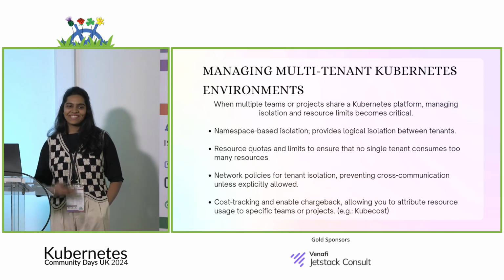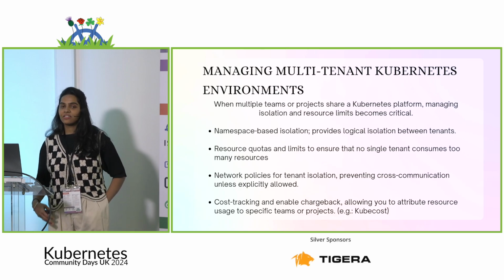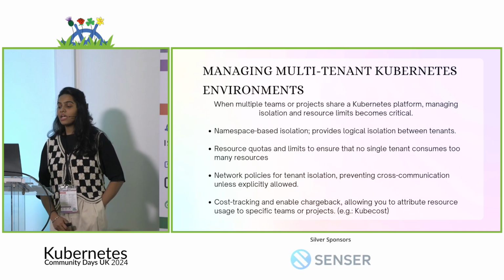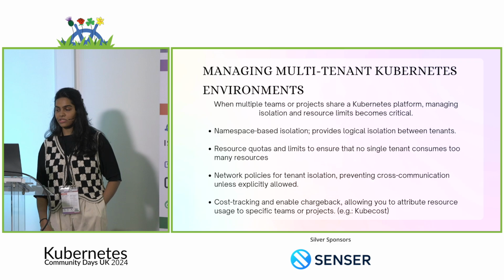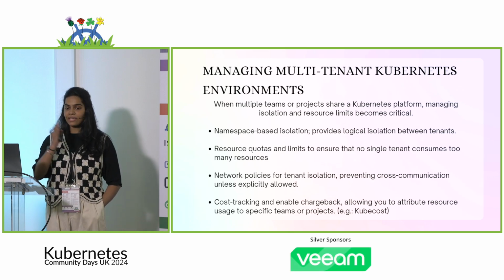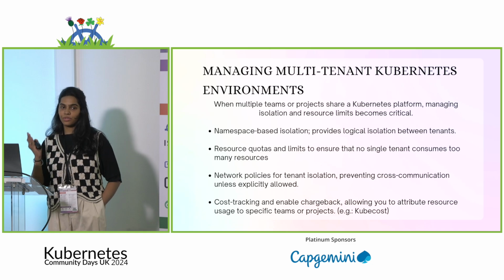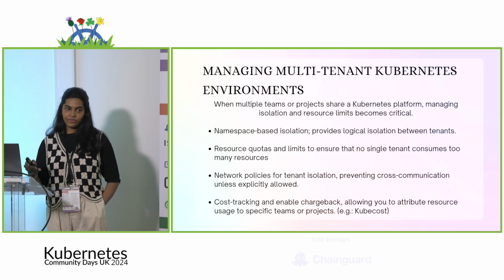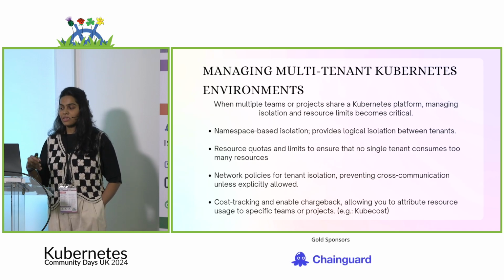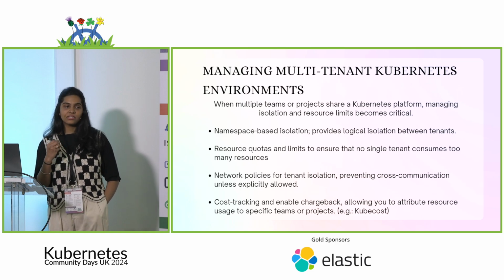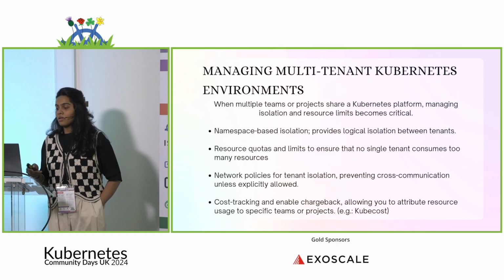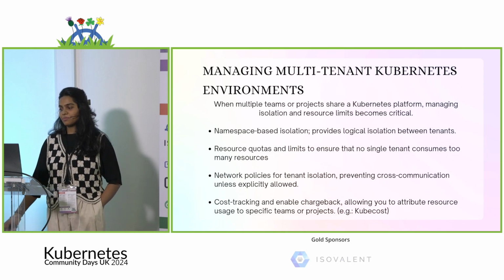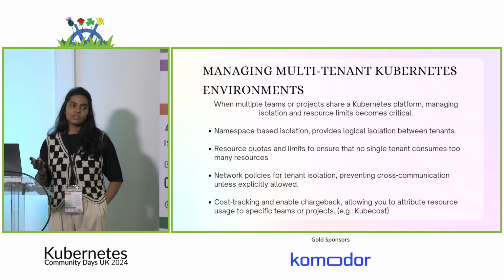And again, iterating on the same thing, when we are trying to manage across teams or projects, we need multi-tenant support. For that, we have namespace-based isolation. It provides the barrier that you need between two teams or two projects, in technical terms, tenants. You can also ensure that resource quotas and limits are enforced, so that no single tenant is consuming too many resources. And then network policies, so that unwanted cross-communication doesn't happen.